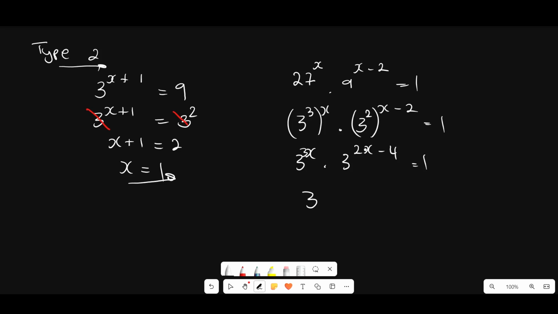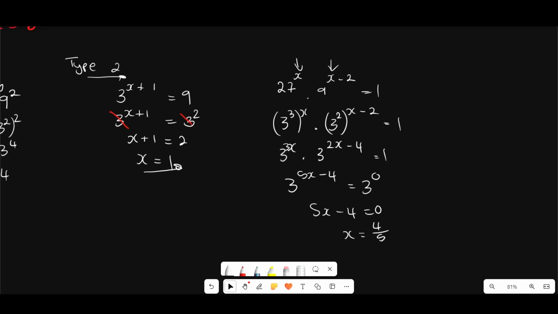So 3x plus 2x, that is 5x minus 4, which is equal to 3 raised to the power 0. The bases are the same, so I equate the exponents: 5x minus 4 equals 0, and hence x should be equal to 4 over 5. Then take this value, put it in your original expression, and you should get your final answer as 1 if you did your math correctly.